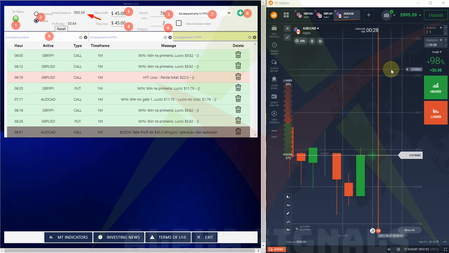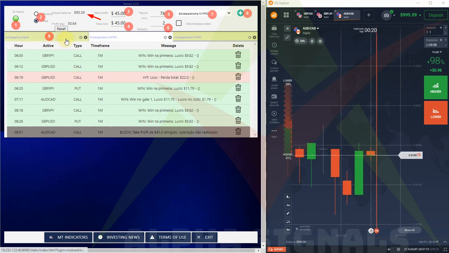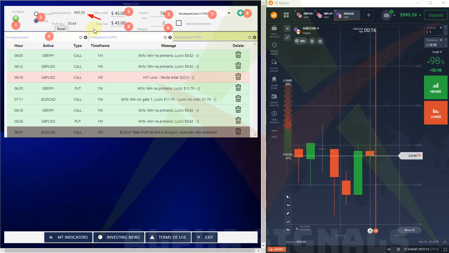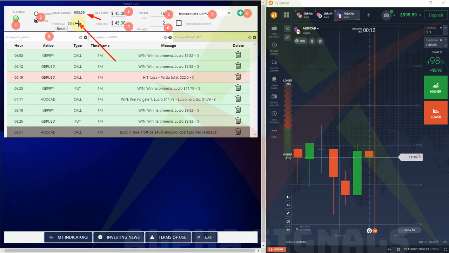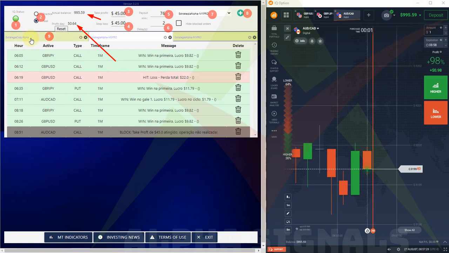We are back with the alpha bot, and it has performed amazing results. As we can see, our profit has now finally reached the daily target for today, which is right here. That's $50. Remember, our target for the day was $45, and we've reached it. And I'm just gonna review the results one more time.